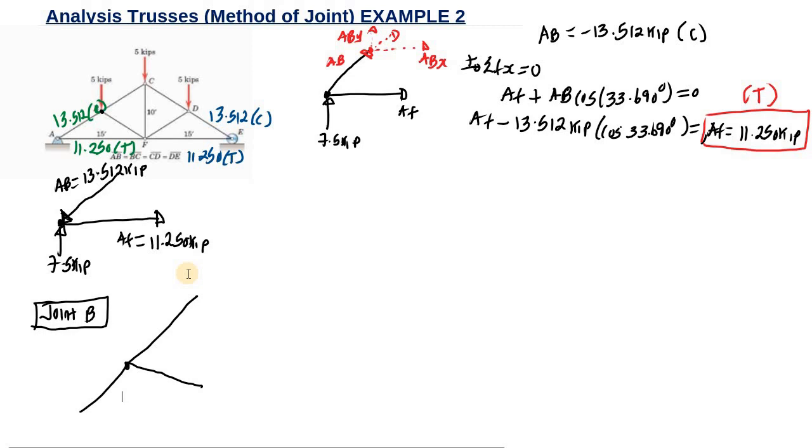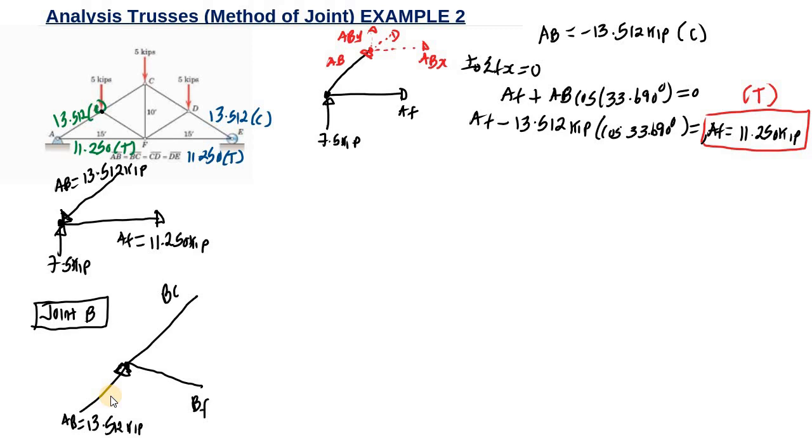And what did we say concerning AB? We said AB is 13.512 kip, and it is in compression, meaning this is moving into the joint. So it's going to be like this. So the direction is going to be like this. Okay. So AB is 13.512 kip. So this member is BC, while this member is BF.